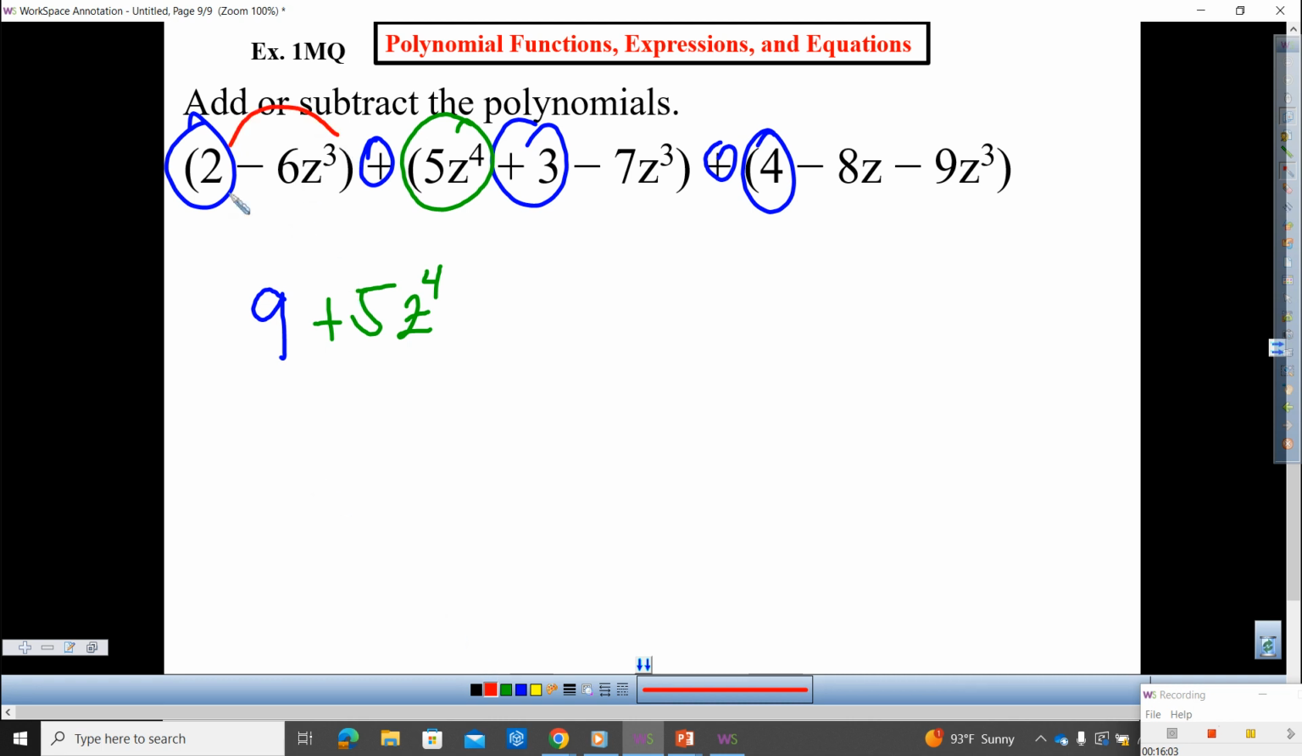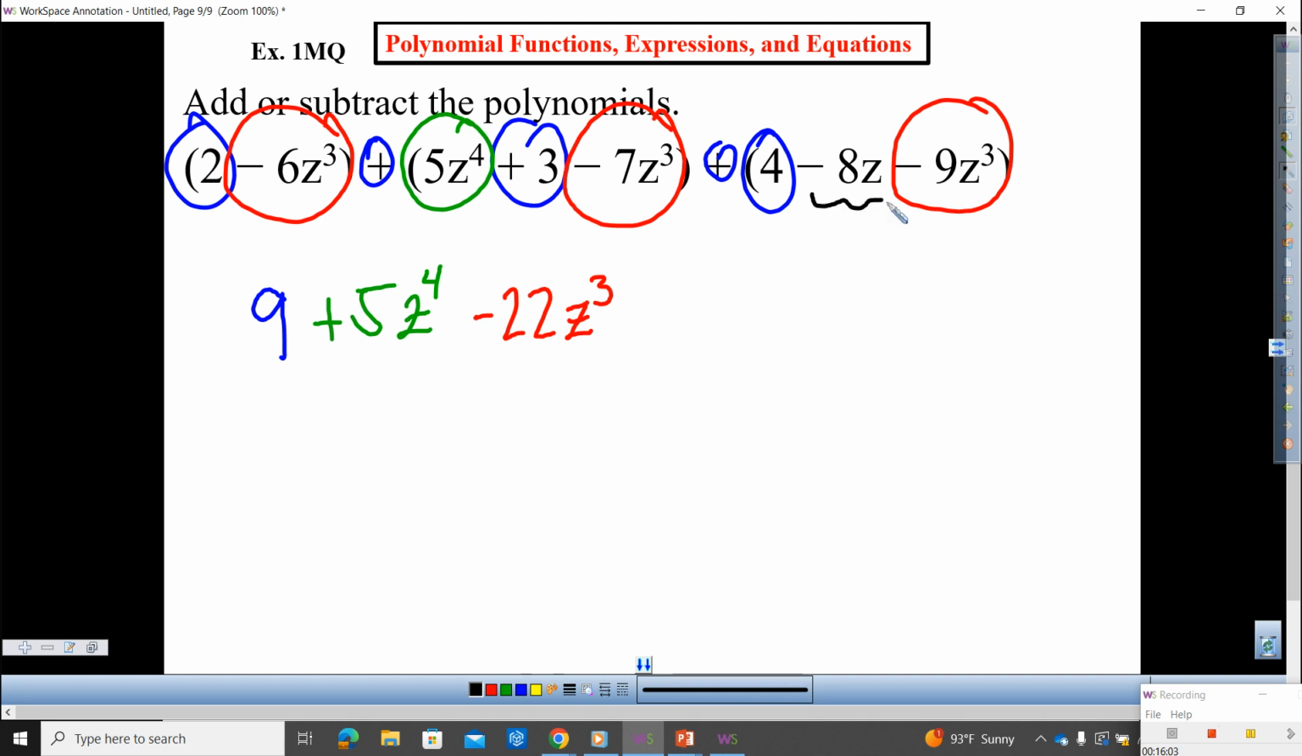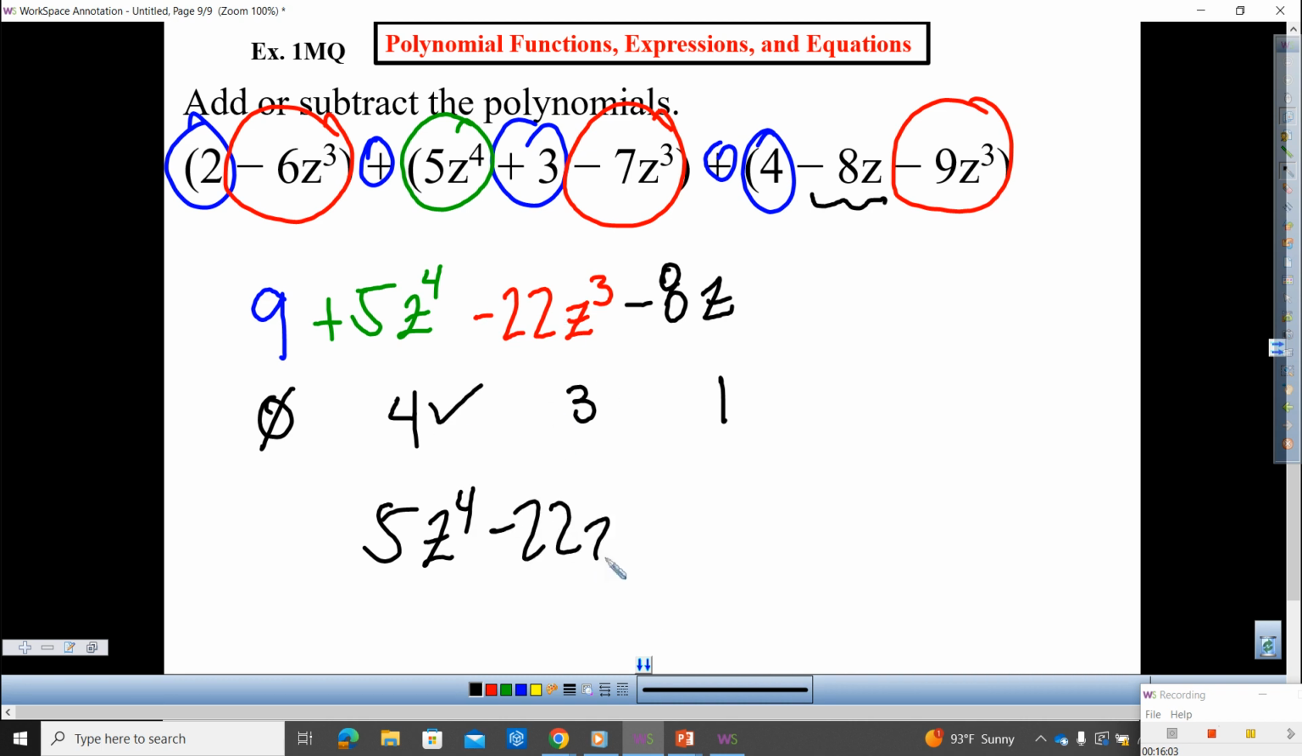Z to the third, so we got negative 6z to the third minus 7z to the third minus 9z to the third, and that gives us negative 22z to the third. And the last one, Mr. Q, we'll just bring down the negative 8z. Are we done? No. Degrees. What is this degree? 0, this one. And so therefore 5z to the fourth, minus 22z to the third, minus 8z, and at the end, plus 9.